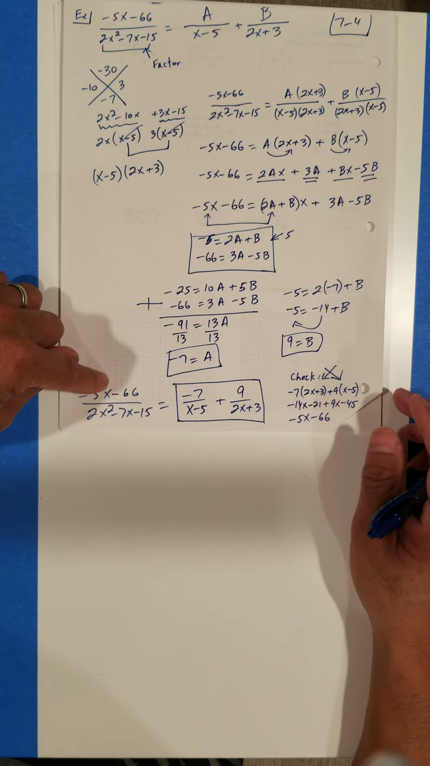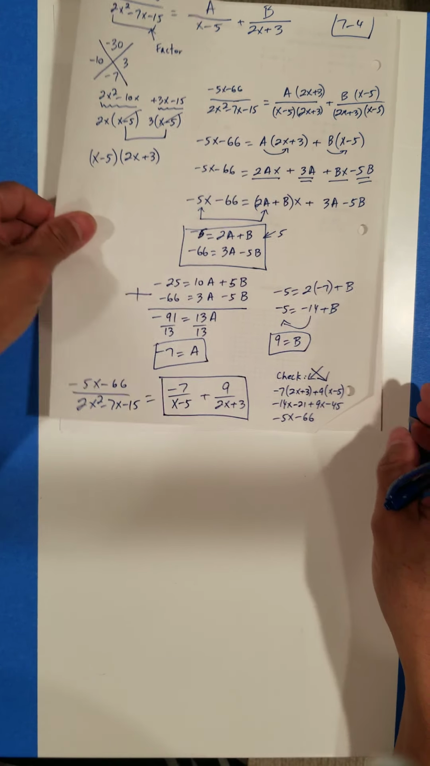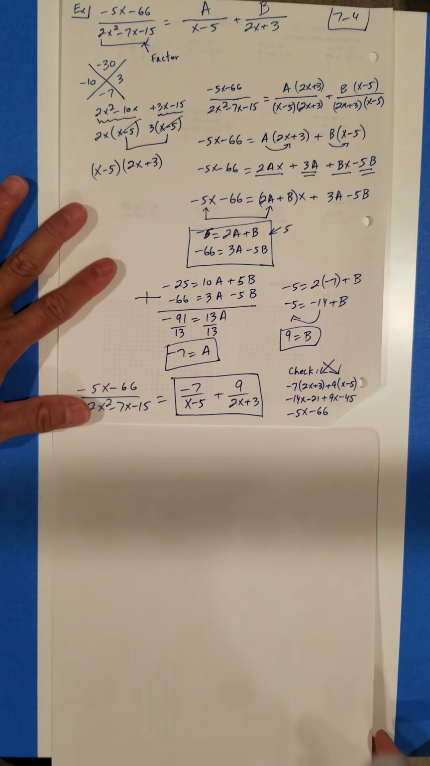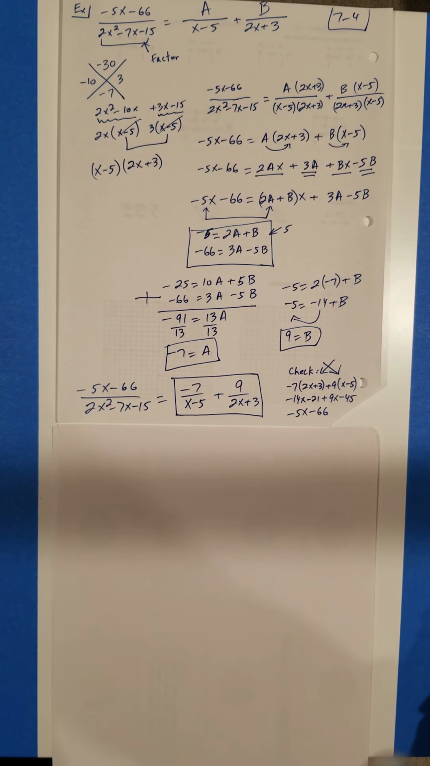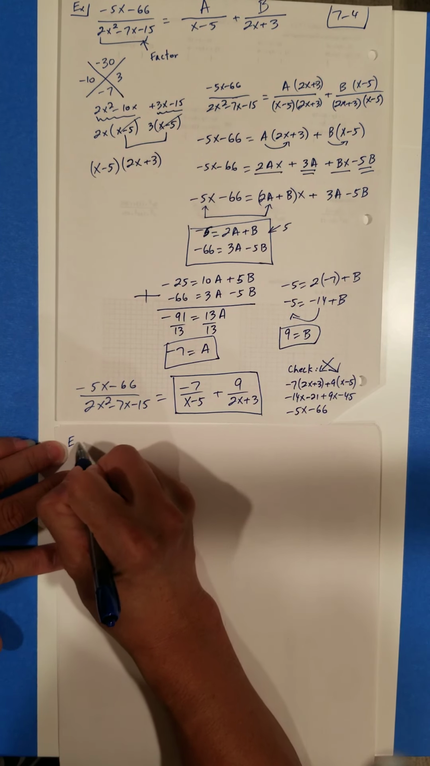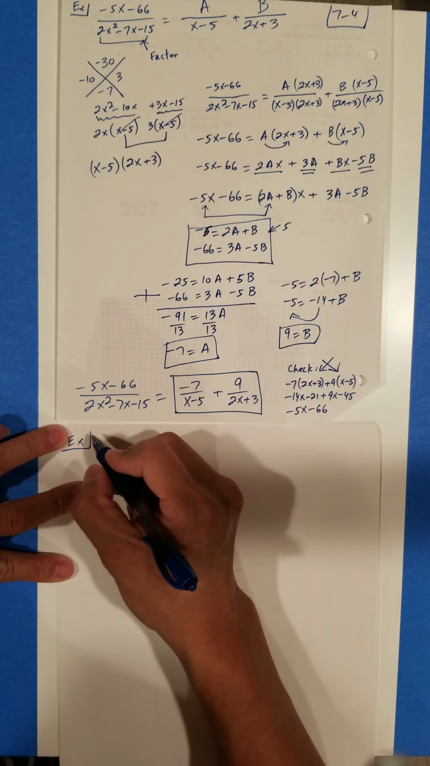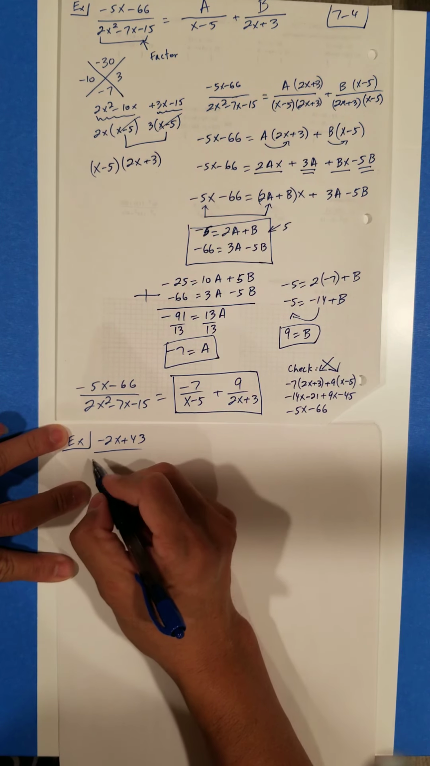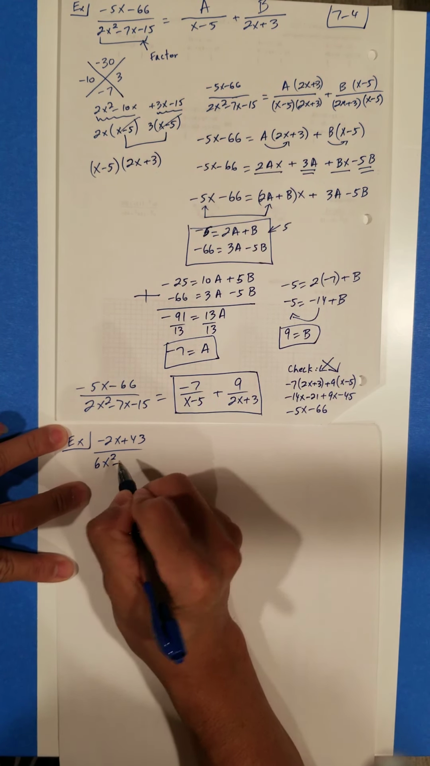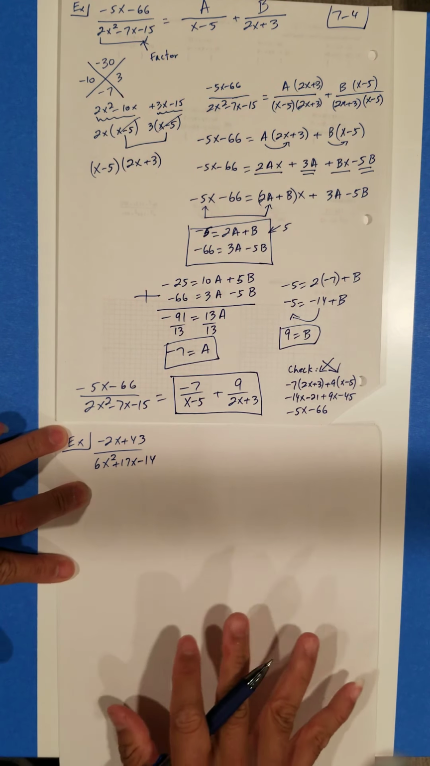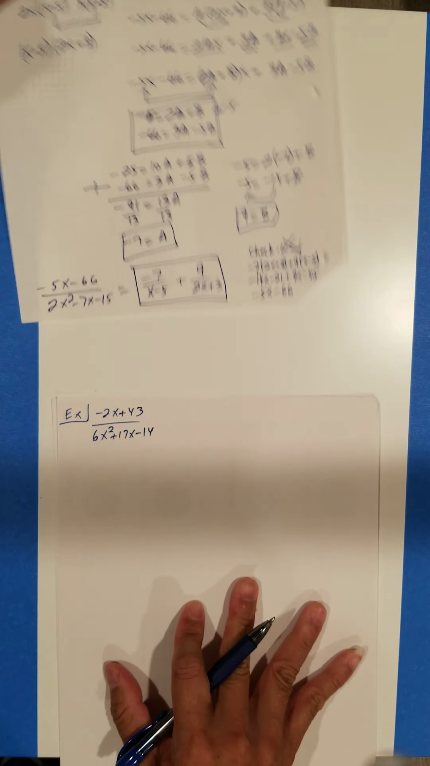We can do another problem. Sure, no problem at all. Let's go with another example. We can do another example here. So we'll do another linear example: negative 2x plus 43 all over 6x squared plus 17x minus 14. Okay, so let me slide this up.